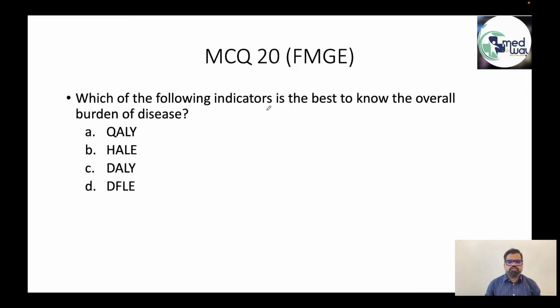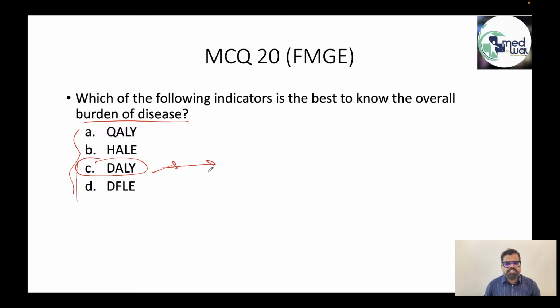Okay. Now, which of the following indicators is the best to know the overall burden of disease? I want to understand the overall burden of disease. The options are DALY, disability adjusted life years, quality adjusted life years, health adjusted life expectancy, disability free life expectancy. All these are there. I'll try to explain this. But DALY is the indicator which helps to understand burden of disease. It's the best measure. Why?